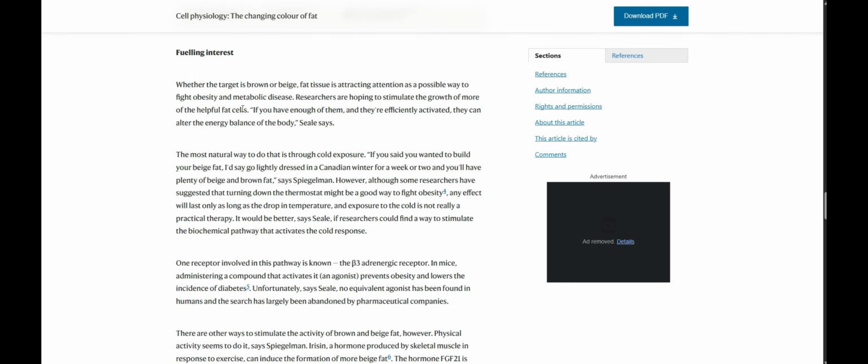Fueling interest. Whether the target is brown or beige, fat tissue is attracting attention as a possible way to fight obesity and metabolic disease. Shocker. Researchers are hoping to stimulate the growth of more of the healthful fat cells. If you have enough of them and they're efficiently activated, they can alter the energy balance of the body, Seale says.